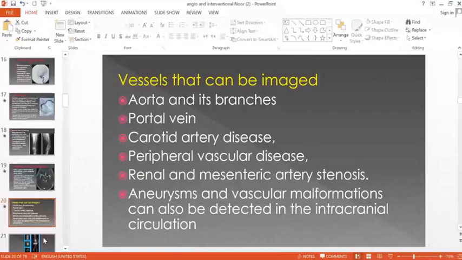We routinely assess the arterial and venous system of the brain, MRA and MRV of the brain without contrast. The vessels that can be imaged using MR angiography are the aorta and its branches, portal vein, carotid artery, peripheral vascular disease, renal and mesenteric artery stenosis. Aneurysms and vascular malformations can also be detected in the intracranial circulation and elsewhere.